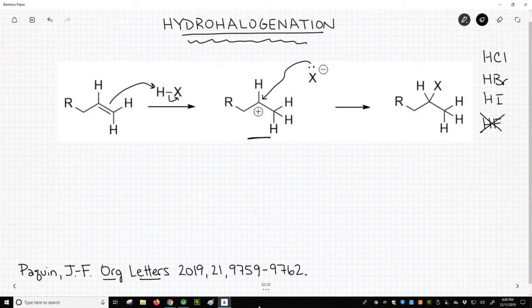His group's new reagent combination is methanesulfonic acid. So here is methanesulfonic acid, often written MsOH, and something called triethylamine in complex with 3 equivalents of HF. So this is called triethylamine trihydrogenfluoride, and it's also called treat HF.